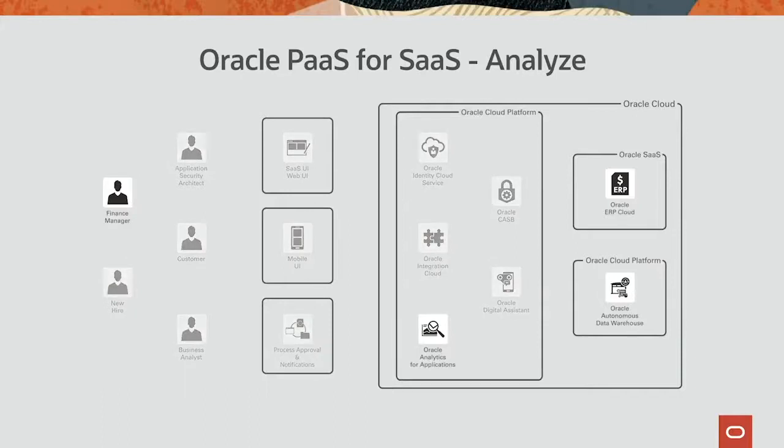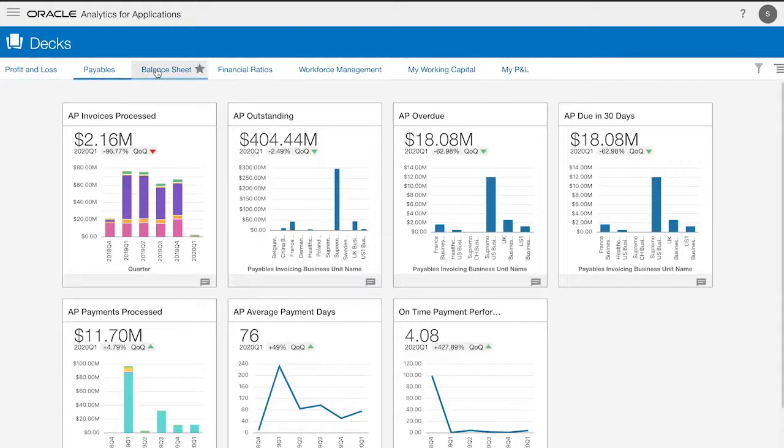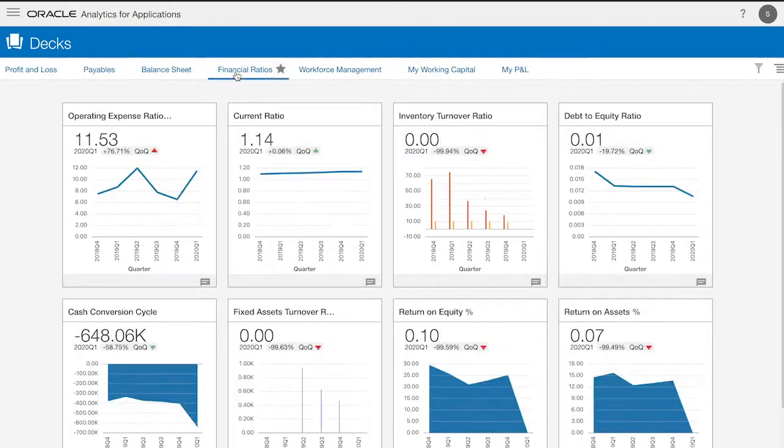When opening OAX, the financial manager can see how the Fusion ERP data has been ingested into OAX, as he can see all the pre-built decks and visual metrics that have been provided to him. There's different decks that describe the lines of businesses for him that tell him more than just the financial health of the company. We can see that there's a deck for profit and loss, payables, the balance sheet, financial ratios, and much more. Having these different metrics and graphs telling him about the business help him better understand what could be potentially affecting the accounts payable ratio.